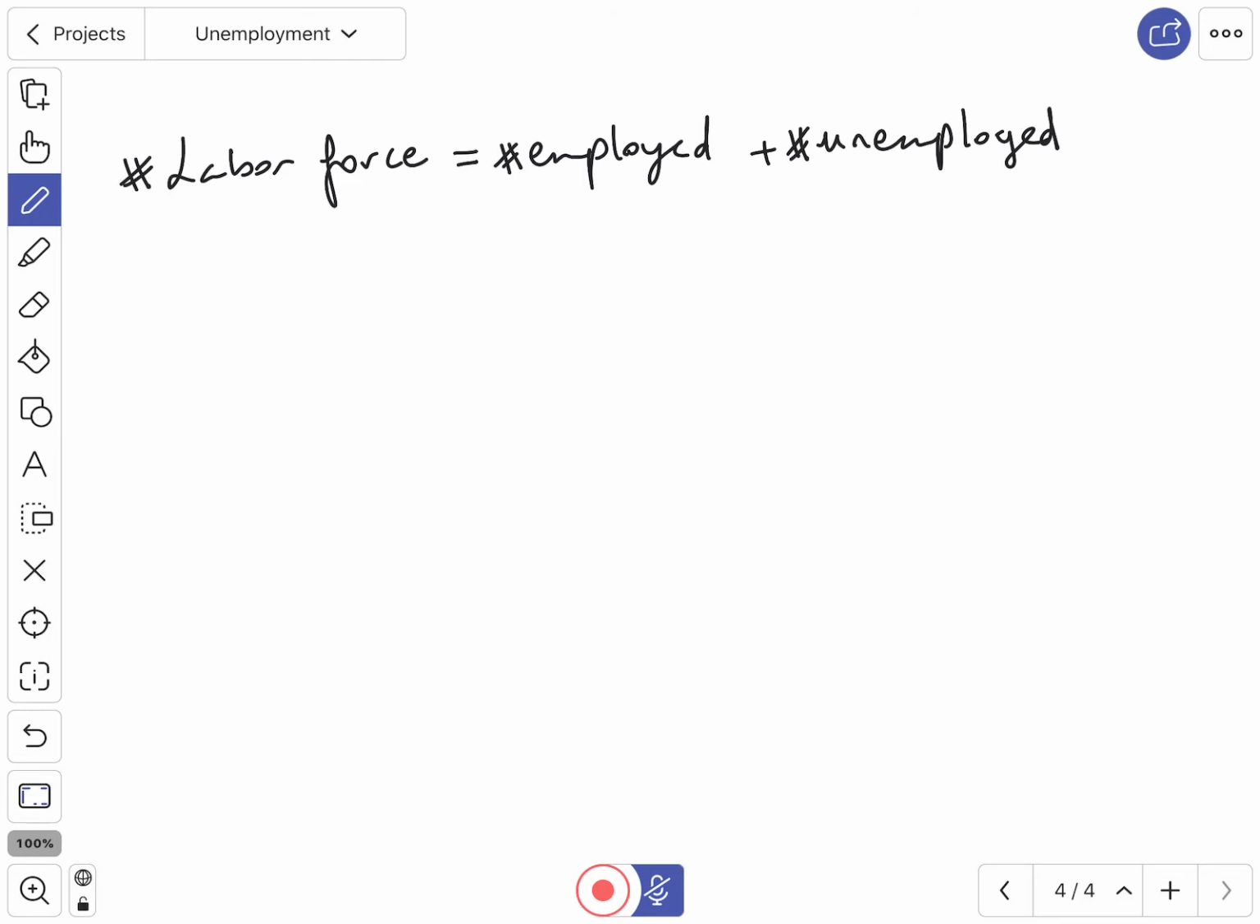For example, if I have employed as 153.2 million, and the people who are unemployed 7.1 million, then the number in the labor force is 160.2 million. So it's in millions, right?